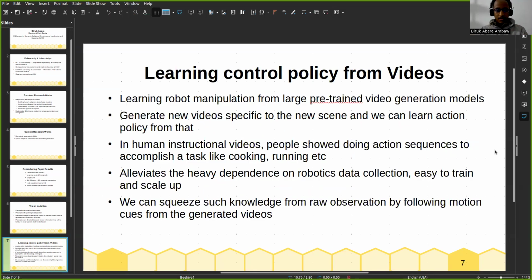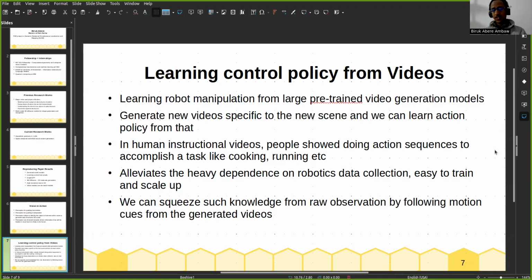So currently I'm reading and trying to reproduce some of the papers about learning control from videos. So we have these large pre-trained video generation models. The thing is, instead of learning control policy from actual robot data, we can learn from video latents. That's basically the whole idea. So we can learn to manipulate and learn control policy by only watching videos. It's squeezing raw observations of video latents into latent actions. This is some of the work from NVIDIA about Cosmos, right?